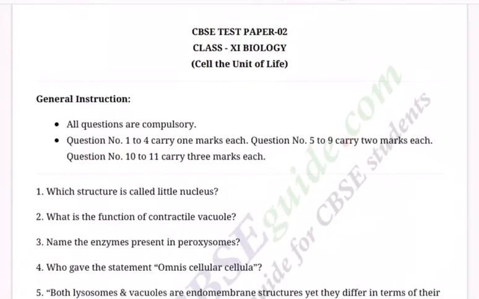So this test paper 2 will help us understand, a second time, what the important points are to focus on in the chapter Cell, the Unit of Life. So here we go. All questions are compulsory, of course. Questions 1 to 4 carry 1 mark, 5 to 9 carry 2 marks, and questions 10 to 11 carry 3 marks. So this gives a rough idea that this chapter will not have a major question, a 5-mark question will not be there.